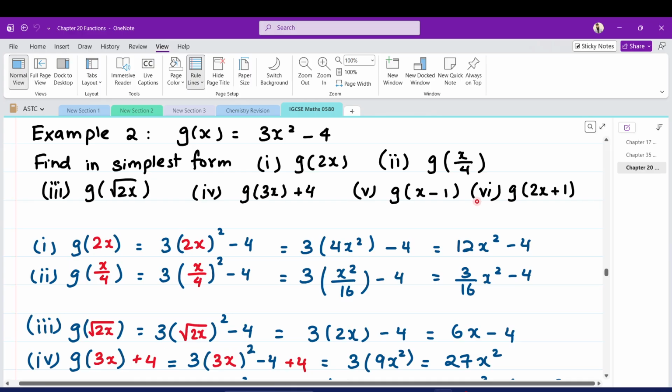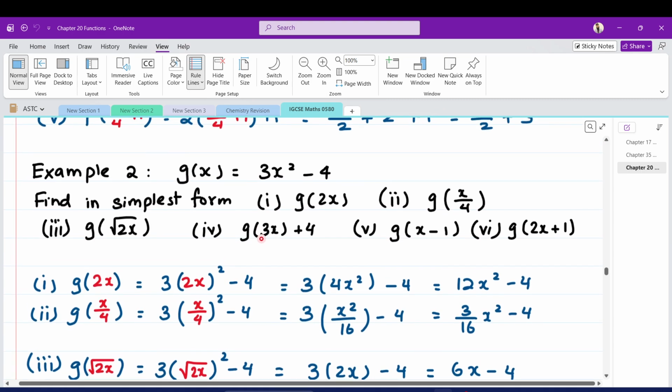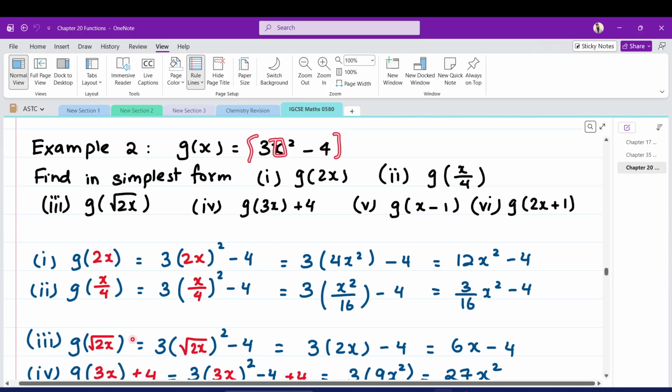Okay, now if you look over here in part 4, this is slightly different. It says g of 3x and then you have to add 4 as well. First you have to write g of 3x. So I'm going to write this 3x over here and I'm going to write 3x over here. The rest of the expression will still be written as it is. So here we go.